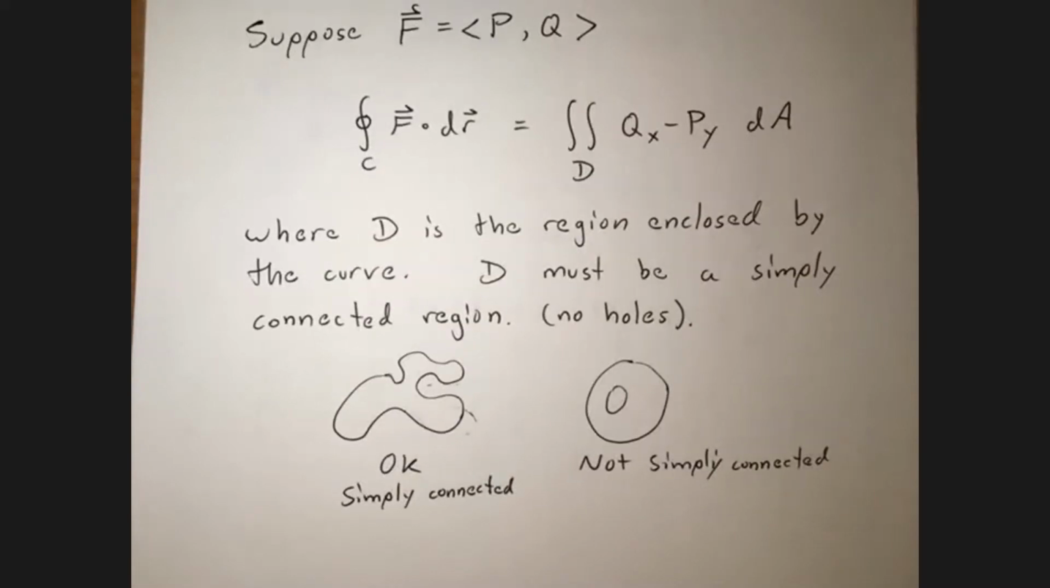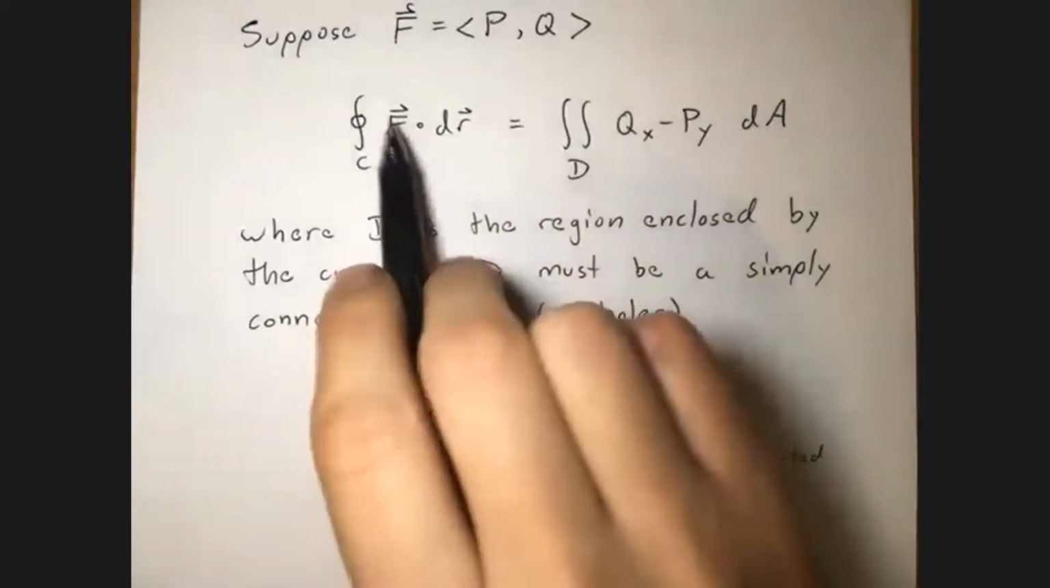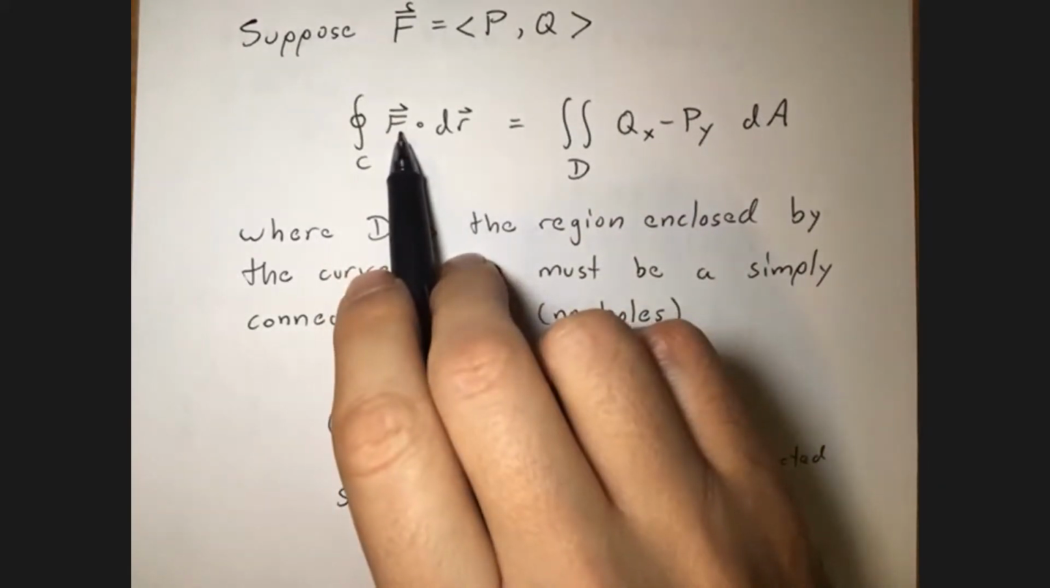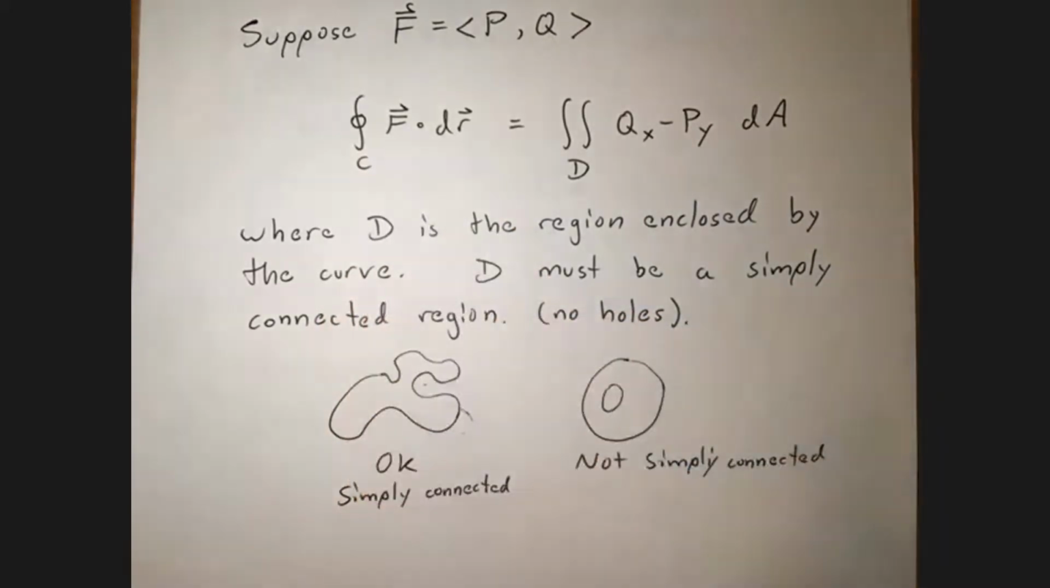this theorem applies. Now, you might say, well, wait a minute, wasn't this equal to 0? Well, remember, that's not the case. If F is conservative, then yes. But if F is not conservative, then no. This does not have to be 0. It could be something else.